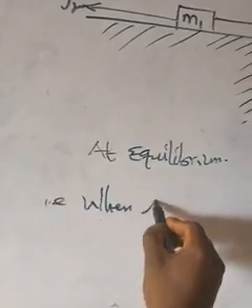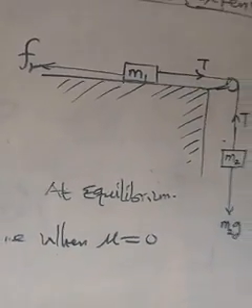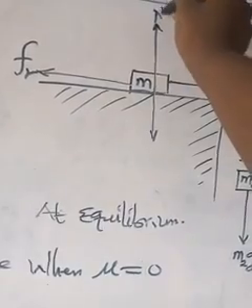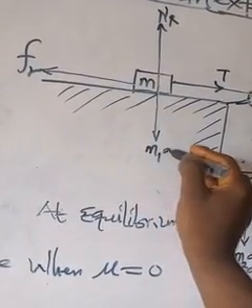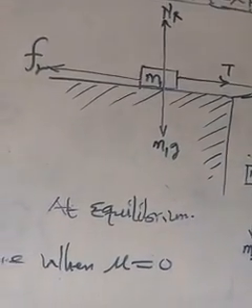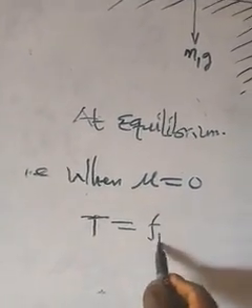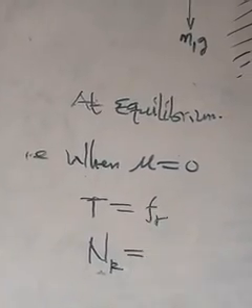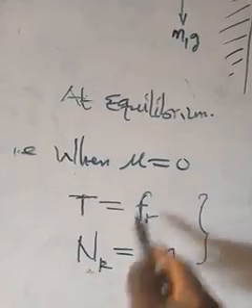At equilibrium, that is, when the coefficient of static friction between this surface and body m1 is equal to 0, it means that there's going to be a reaction from this body. A reaction which is normal to the plane, and the weight of the body, m1g. This is m1. At equilibrium, we have the tension is equal to the frictional force. Normal reaction is equal to m1g. Let's take note of these two equations.